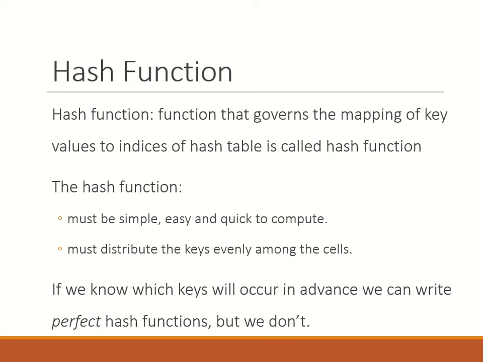Then it should distribute the keys evenly among the cells. That is the second important property, which means if you are given a table size of 10 and 10 elements, a good hash function should be able to map all the elements evenly into the hash table, which means one in each location. If the hash function could evenly distribute, then you can say that it is a perfect hash function. Then, if we know which keys will occur in advance, we can write perfect hash functions. But that is not the real case.